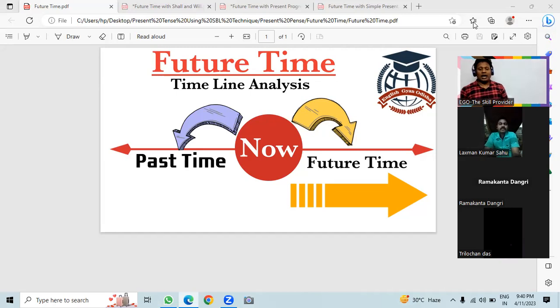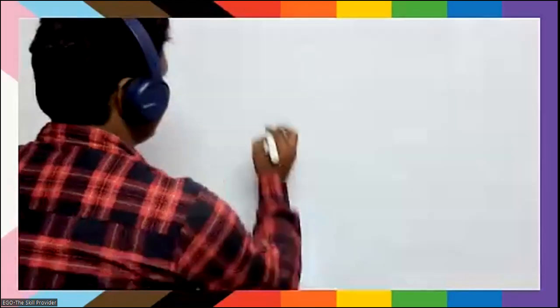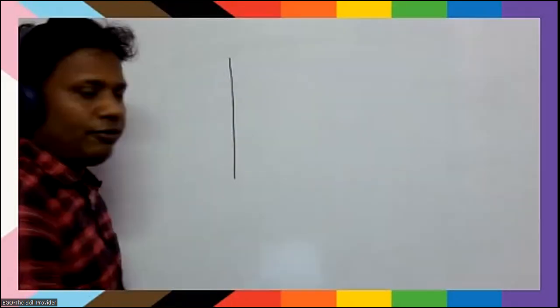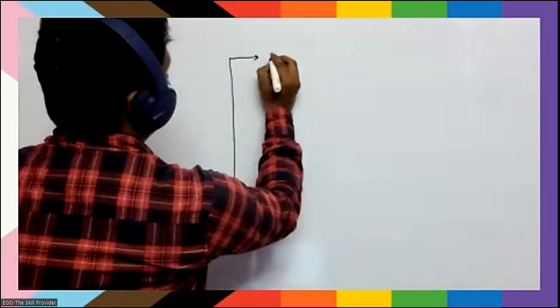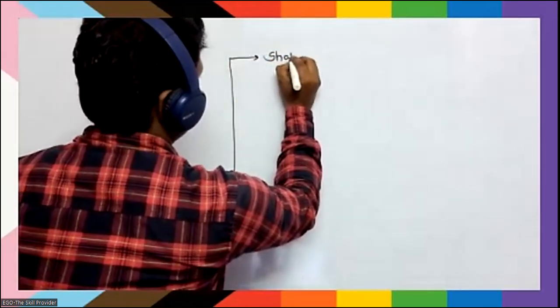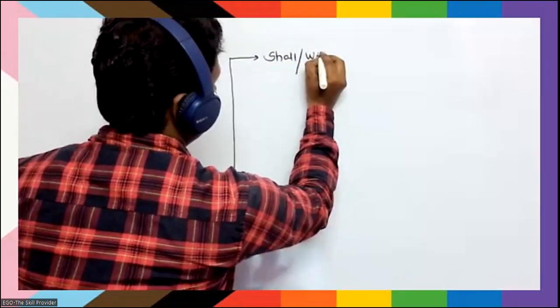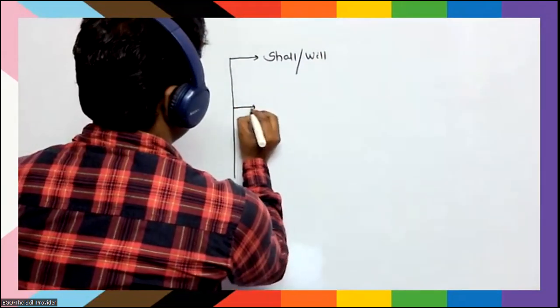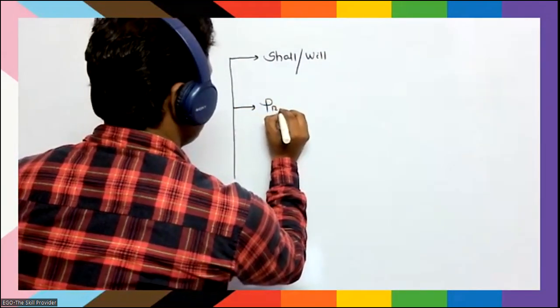So today I'm going to tell you how exactly you can express future time. Future time can be expressed in three different ways. That's very important. The first one, using shall and will. This is the first one. The second one, using present progressive.